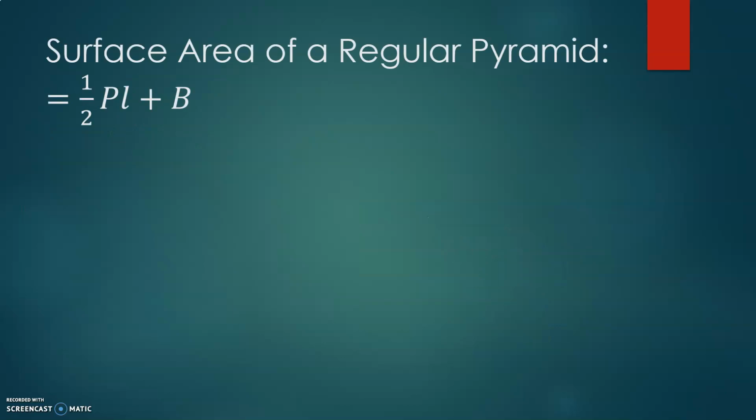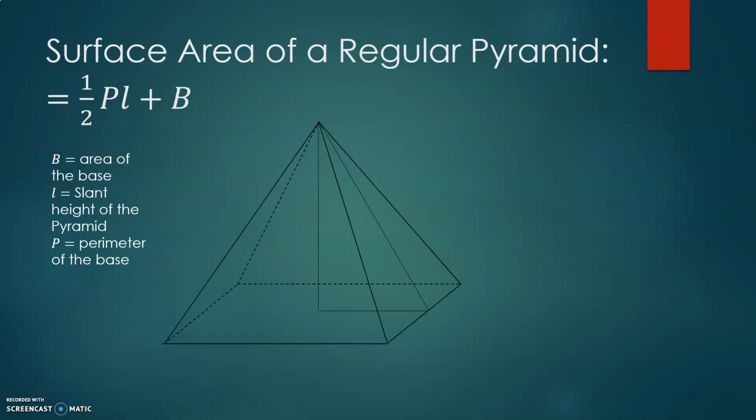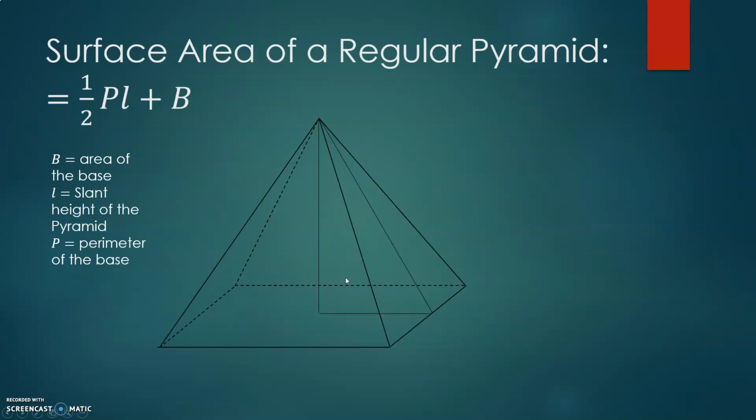Okay, just like before, we're going to look at the surface area of pyramids. We're going to look at two different types of pyramids, a triangular pyramid and a rectangular pyramid, just like we did with prisms. So this particular formula is 1/2 the perimeter of the base times the slant height plus the area of the base.